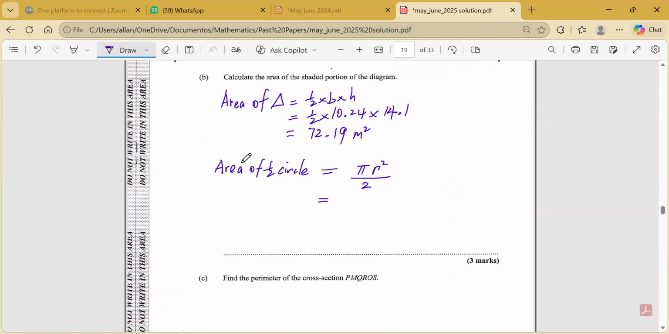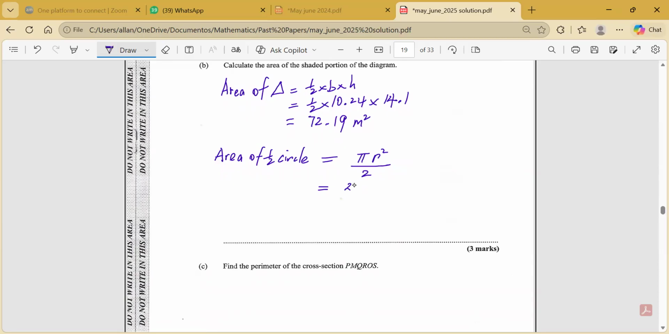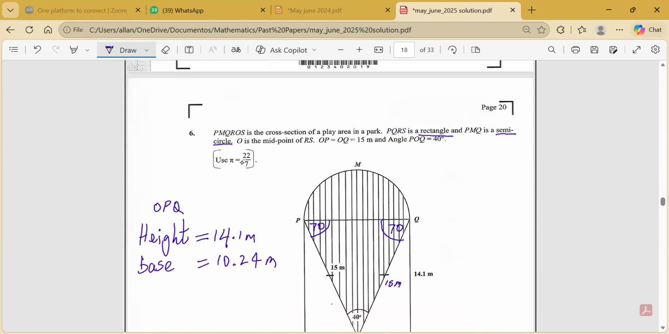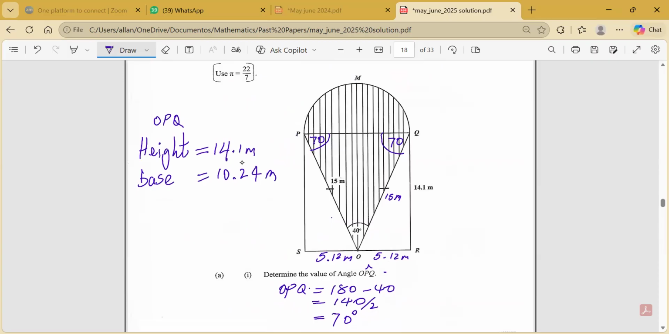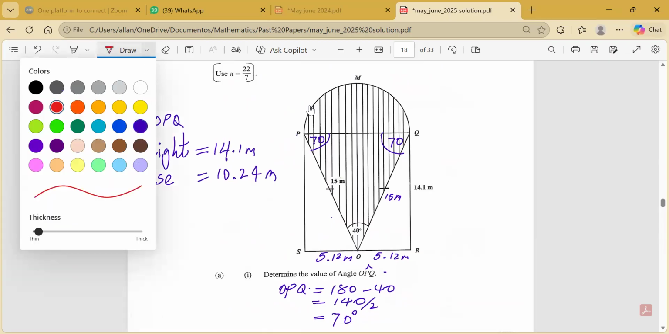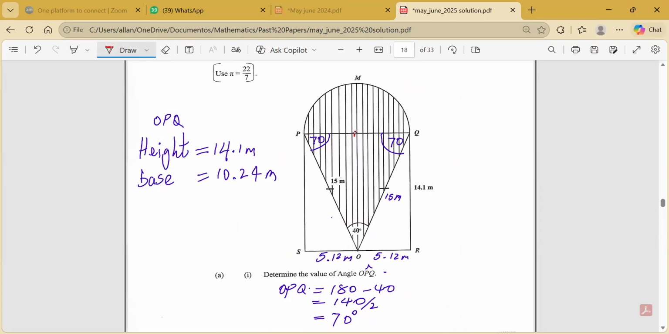All right, let's go back. 22 over 7, multiplied by, what is the radius of the circle? 5.12. Everybody agree with that? Yes, sir. So if this is half, you're looking at this 5.12, which is the same distance below here. All right, so that's 5.12.